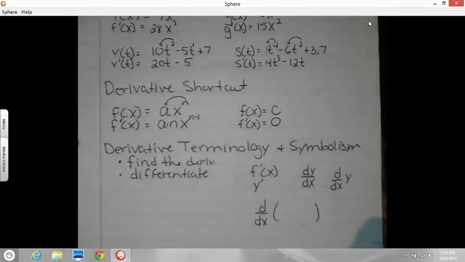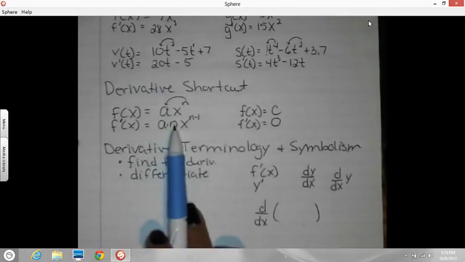Now, on a quiz or a test, if you mess up the symbolism, you will lose points. So as we go through the examples, I'll be pointing out which ones are appropriate for the kind of problem that we have. So make sure you label things correctly. All right, so just examples, practicing this shortcut rule. We have 2 of them, one where there's an exponent, one where there's a constant function. So here we go.